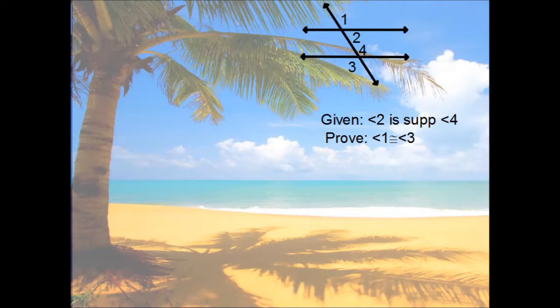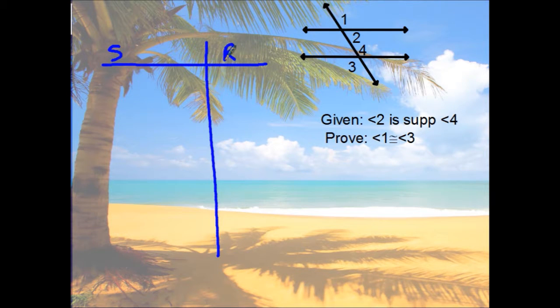Alright, here's our last example. Again, we have another proof forming over here. So let's start off with our statements and our reasons. It starts off with angle 2 is supplementary to angle 4. That's given. Alright, so what do you think? Where should we go from here? We want to eventually start talking about angle 1 being congruent to angle 3. Why don't you press pause and let's see what we can do.